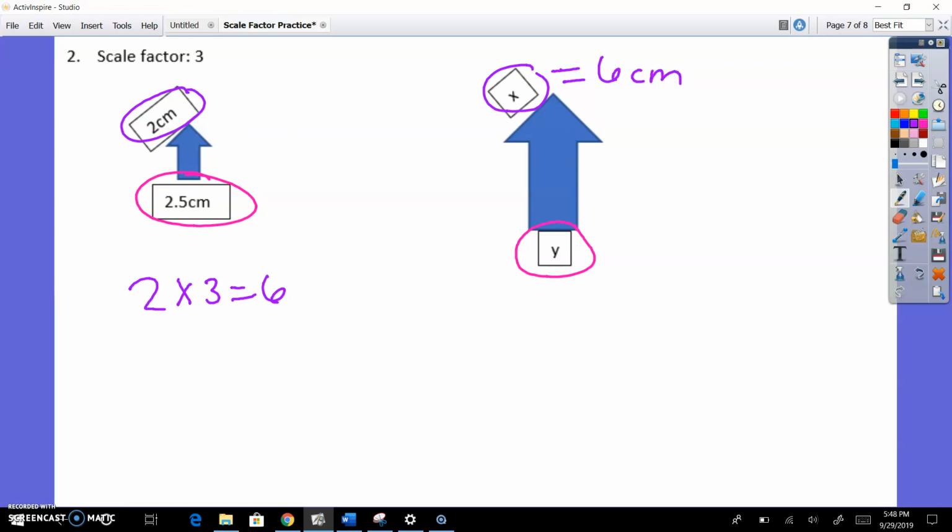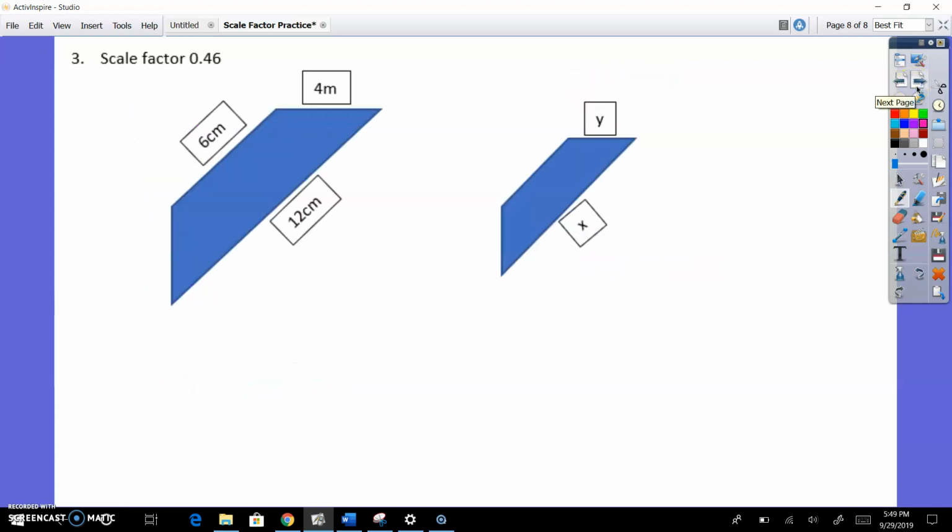And then y was 2.5 times 3, which gives me 7.5 centimeters. Okay. Pause the video one last time and go ahead and try this one. Again, 2 minutes.